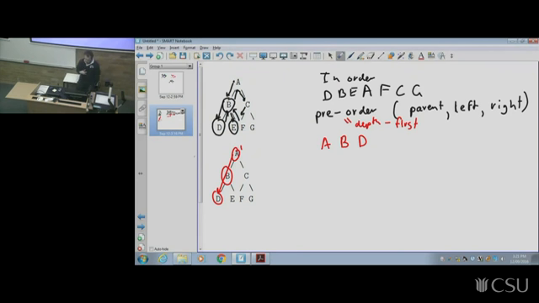What would come after the D? Maybe E. Yep. Then you go C, F, G. Everyone okay with that? And you can do a post order, same sort of idea. You do left, then right, and then the parent last. That's a post order. So in order, pre-order and post order are the common ones if you have a binary tree. Another common one is called a breadth first search.